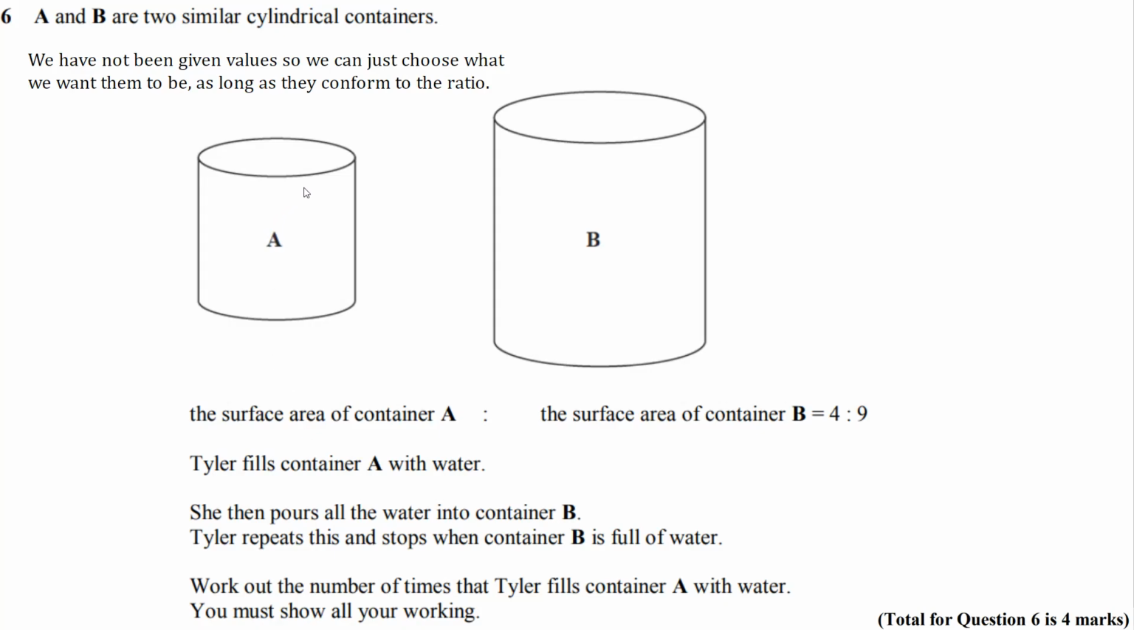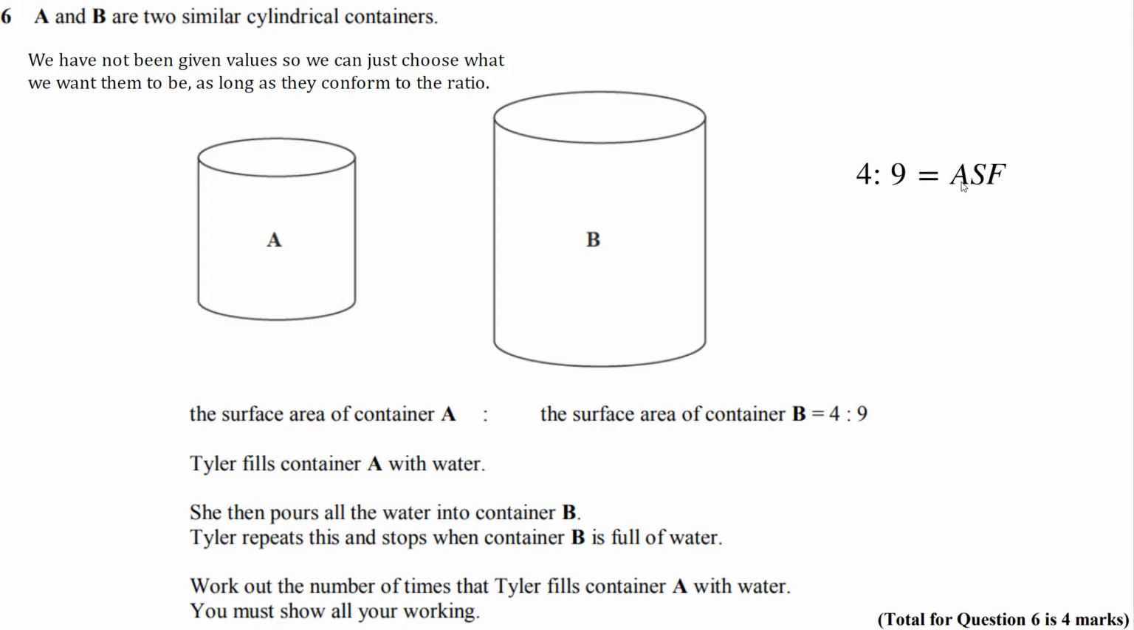Tyler fills container A with water. Okay, so we're going to be using volume because this is being filled on the inside. Pours all the water into container B from container A and repeats it until container B is full. Work out the number of times that Tyler fills container A with water. Okay, so we want to get the volume of these two shapes, but we don't know what that is. We know that the area scale factor is going to be 4:9. So the volume scale factor is going to be the cube of the length scale factor.